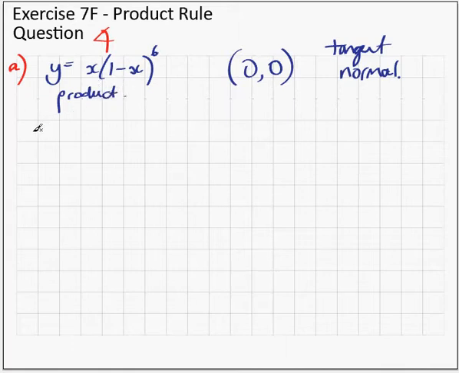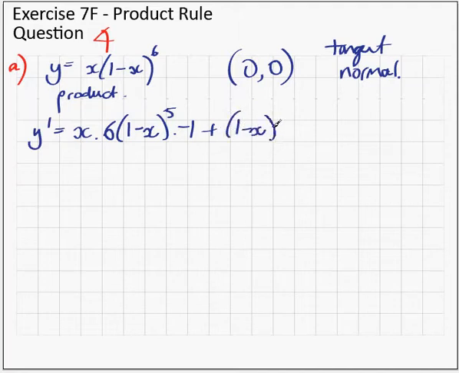We're going to say the rhyme and write it down. So we're going to have the first times the derivative of the second, which is 6 lots of 1 minus x to the 5 times minus 1, plus the second times the derivative of the first, which is just 1. Look for your common factors. 1 minus x.